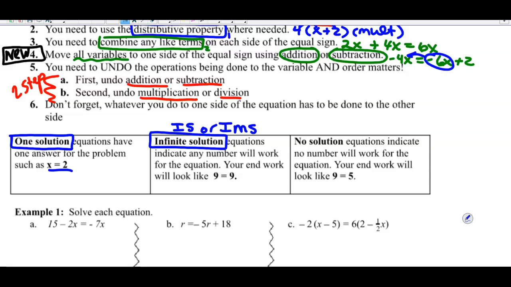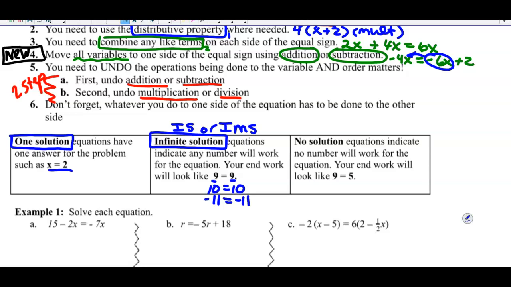You're going to have no variables left, and you're going to be left with an answer like 9 equals 9. Well, yeah, 9 equals 9. What that means is no matter what you plug into your equation, it could be 10 equals 10. It could be negative 11 equals negative 11. It means that every single number in the world is an answer. That's why we call it infinite.